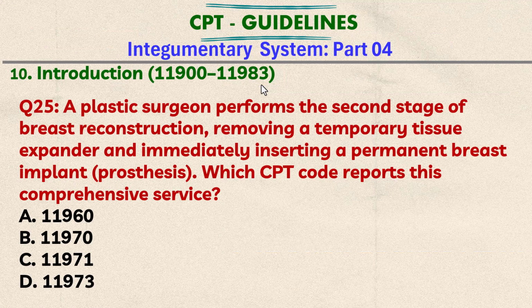Question number 25. A plastic surgeon performs the second stage of breast reconstruction, removing a temporary tissue expander and immediately inserting a permanent breast implant, that is prosthesis. Which CPT code reports this comprehensive service? So there are 4 codes available. Take your CPT code book and find the answer. So here you have to highlight this is second stage of breast reconstruction, removing a temporary tissue expander and inserting a permanent breast implant. So when you look at the answers, all answers are adjacent, so you can use the elimination method in the exam, but in the real working scenario, you would use the alphabetic index to find the answer.